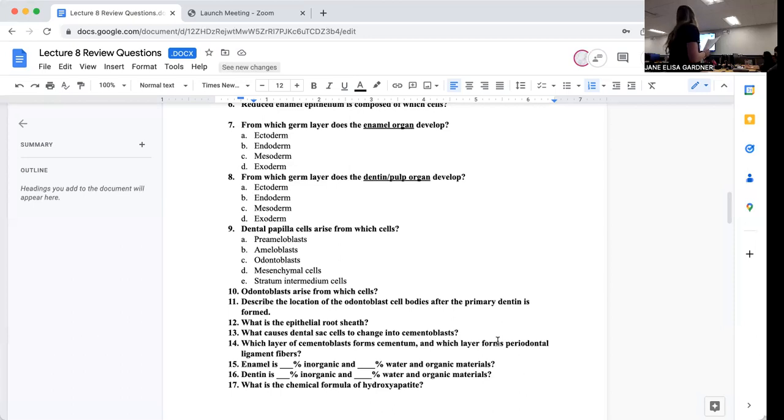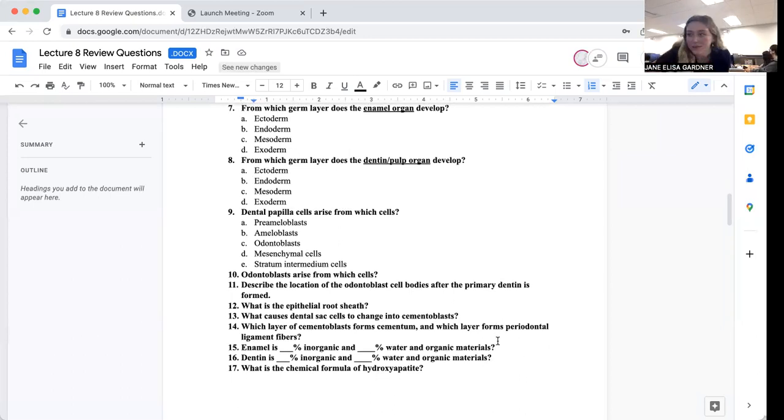So those are important in forming the roots, especially the root length. The root length is dependent on how much those cells proliferate and divide and travel downwards.